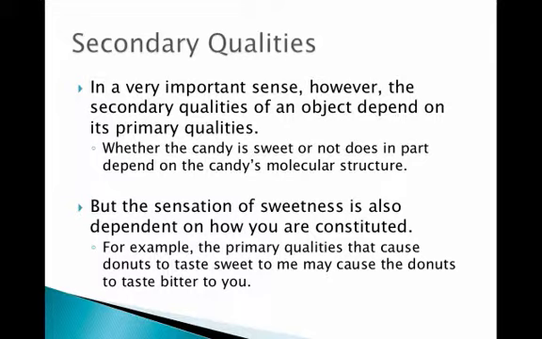For example, the primary qualities that cause donuts to taste sweet to me may cause them to taste bitter to you. Again, this is confirmed by contemporary science. People have different arrangements of taste buds in their tongue. Some people have a sweet tooth. That just means they have more taste buds for receiving sweet sensations. Take wine connoisseurs. Some people like a sweet wine. Some people like a dry wine. And it has to do with their taste bud arrangement. So how things taste to them is dependent on how they are constituted. So this is, again, science.